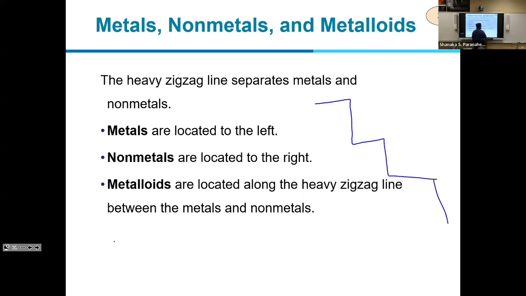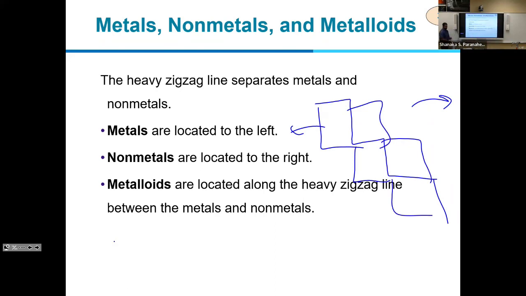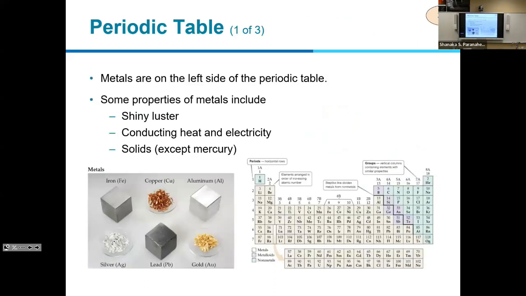Elements to the left of the zigzag line are called metals. So metals are located to the left. Elements to the right of the zigzag line are called non-metals. There are a few elements on the zigzag line, and those elements are going to be metalloids. Metalloids have properties in between metals and non-metals. Some properties are related to non-metals, some properties are related to metals.